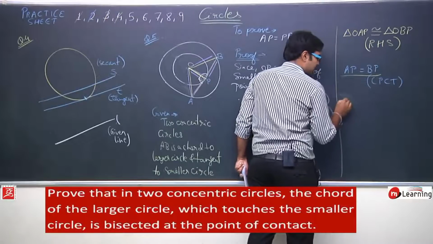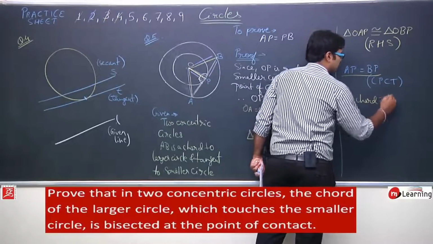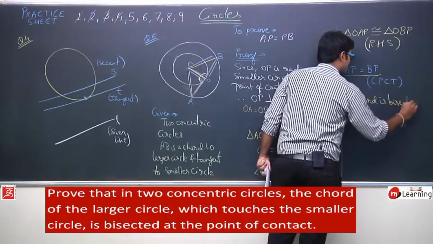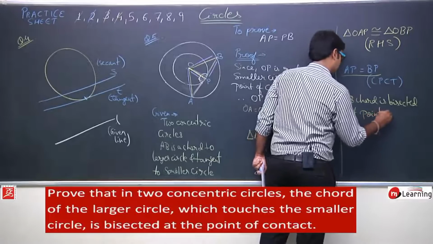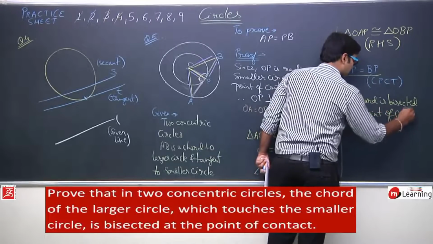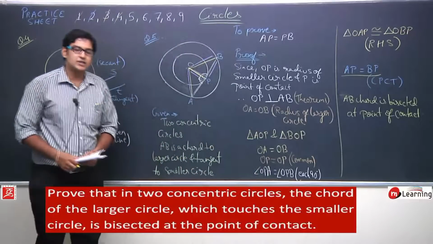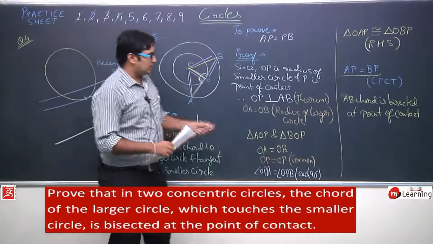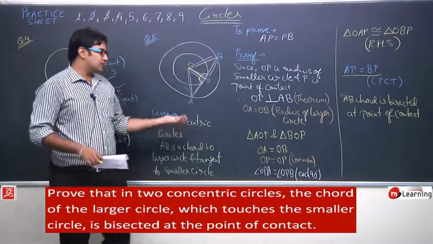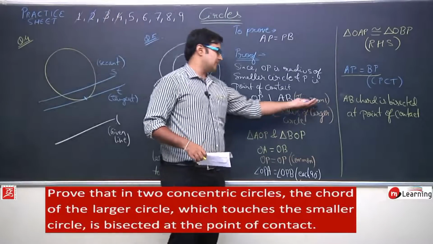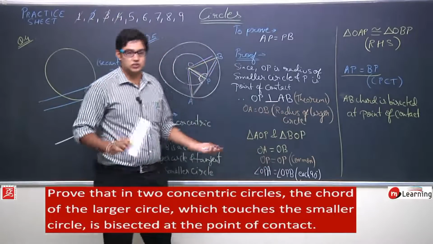So since AP and PB are equal, I can very easily write that AB chord is bisected at the point of contact. Okay, and the reason is AP is equal to BP. This proof is very simple. You can see just the application of the first theorem. I have used this first theorem once, and using that theorem I have proved this question.